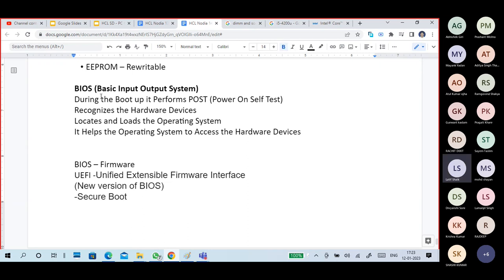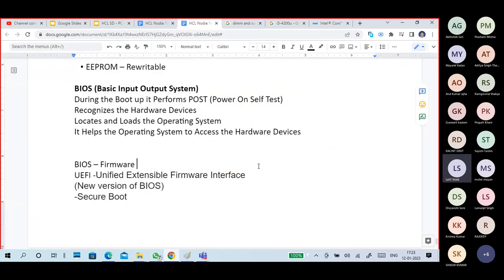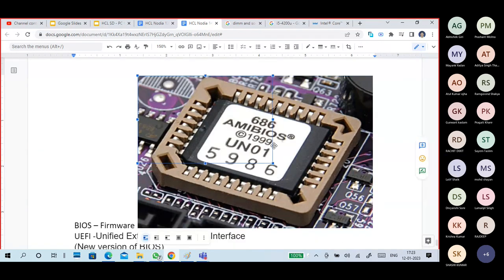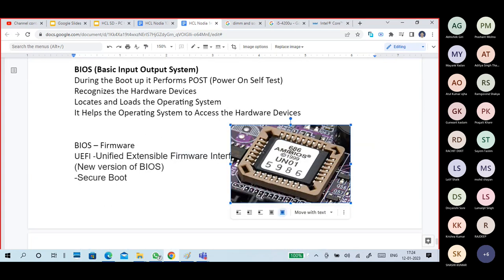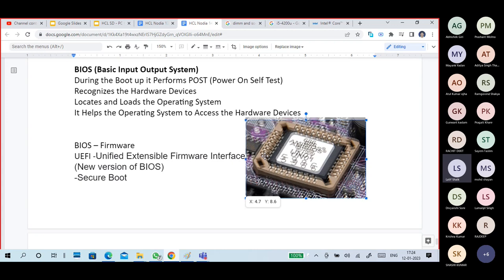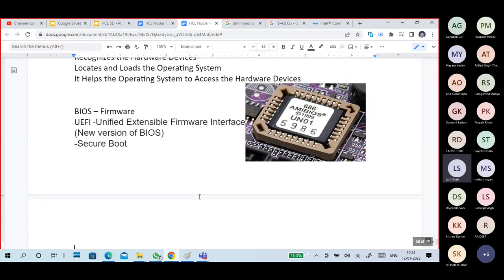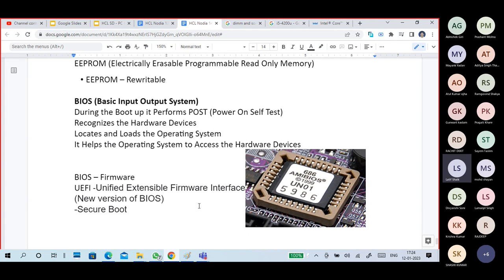Okay, what is this BIOS used for? During boot up of your system, it performs POST operations. It recognizes hardware devices and locates and loads the operating system. It helps the operating system to access the hardware devices. You know, when you start your PC, when you press the power button, your system has to be started, right? So the system has to be booted. Who will help to boot this system? Your BIOS chip only. How? By giving instructions one by one.